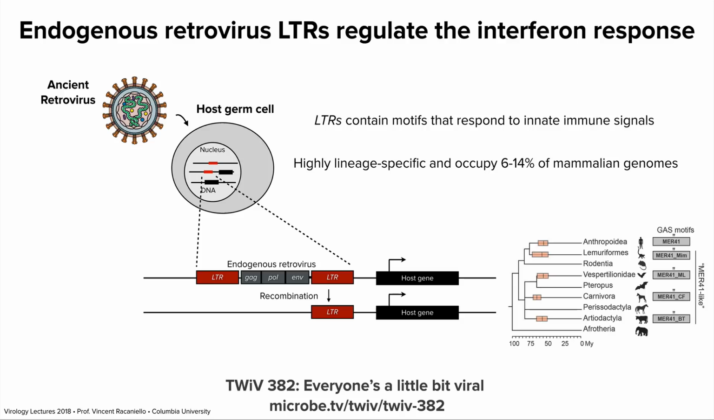This interferon response element is in part comprised of promoters, this is amazing, that have been acquired from retroviruses. Now remember, many retroviruses lead to the establishment of what we call endogenous retroviruses. The provirus is integrated into the germ cell and it's passed on to offspring. So humans have about 8% of our genome composed of retroelements, including endogenous retroviruses.